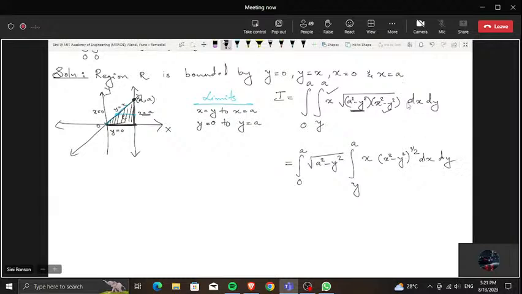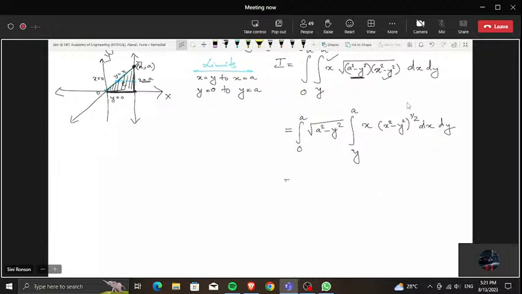Is this clear or not? Yes or no? Only the term with x we integrate. Now, how are we going to integrate this? We'll see. Now, ma'am, tell me.